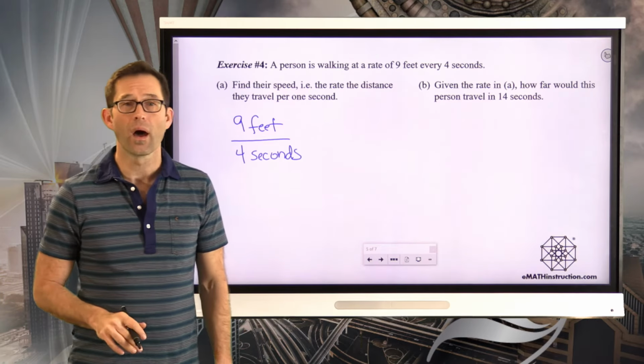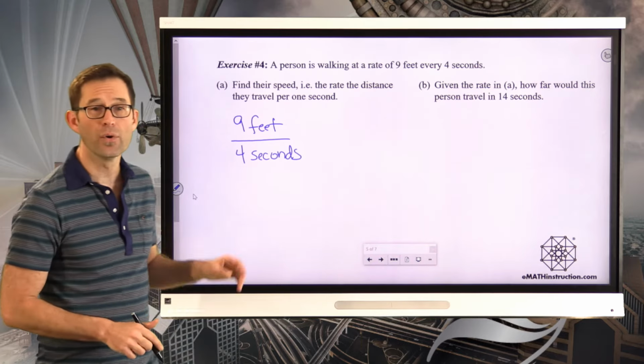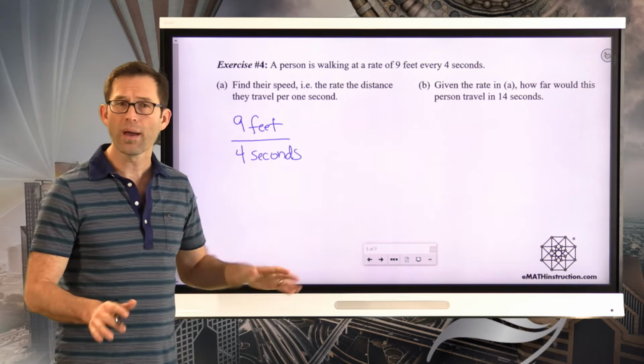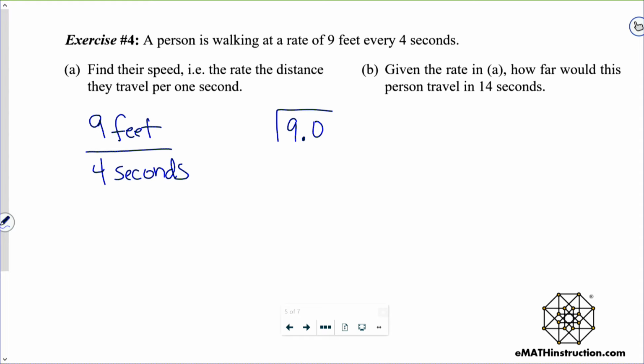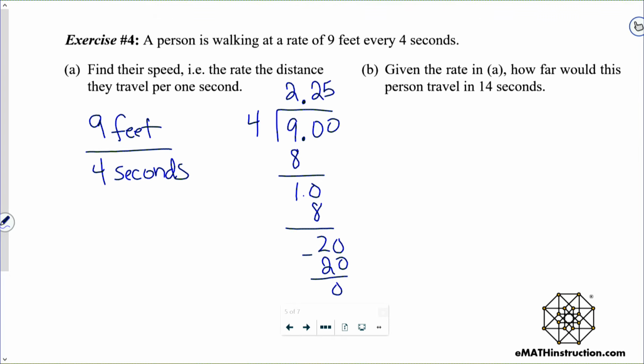But I want this as a unit rate. I want this as feet per second. So what I'm literally now doing is dividing 9 by 4. Let me do that with a little long division. It's going to be a little bit ugly with decimals, but that's okay. 9 feet divided by 4 seconds: 2, 8, 1.0, 2, 8, 2, 0, as I drop another 0, 5, and that looks to be it. So my unit rate now is 2.25 feet per second.